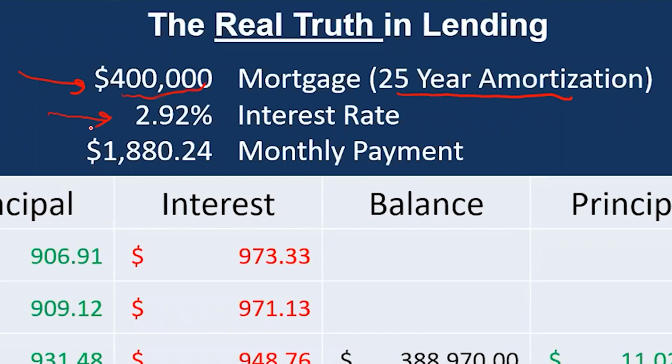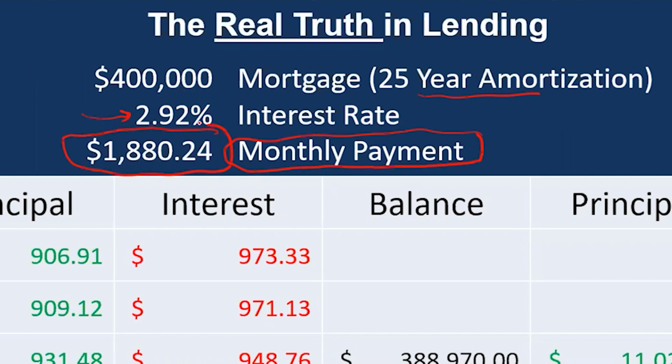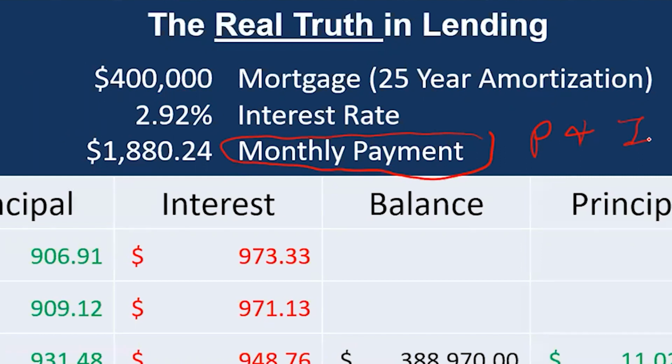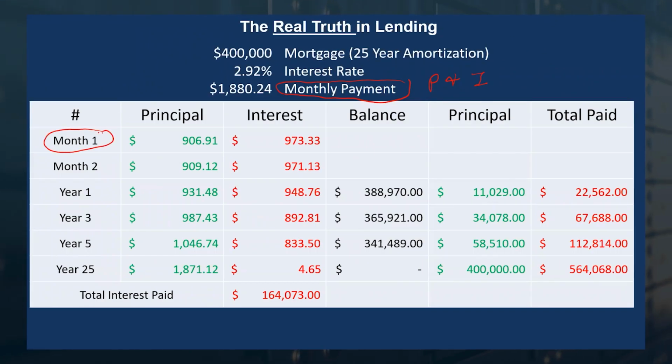If we borrow $400,000 from a bank and the amortization is 25 years, the interest rate is 2.92%. Based on that, the monthly payment to the bank is going to be $1,880. Peter, are you okay with the math so far? So far, it all looks good. The monthly payment is a combination of two things: principal and interest. In the first month, we pay $906.91 as principal and $973.33 as interest. We add these together, and that is our monthly payment of $1,880.